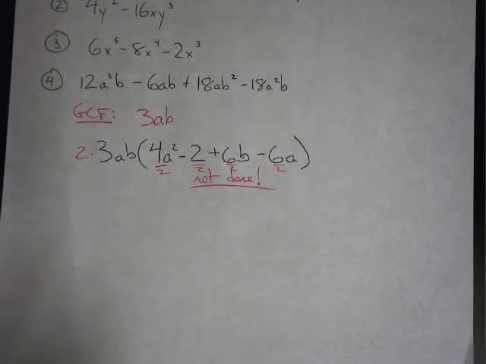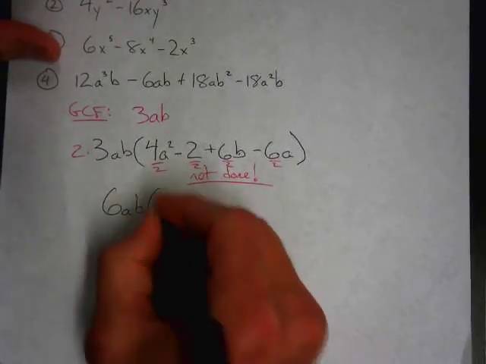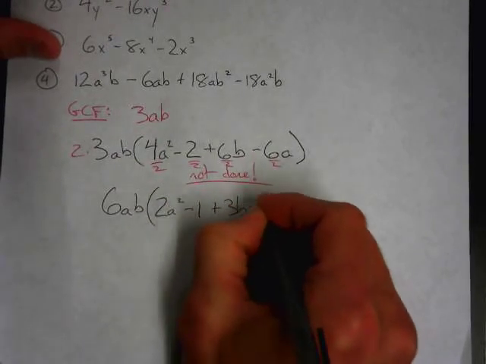So that's what's happening, right? I can totally check myself before I wreck myself. So I'll have a 6ab and then a 2a squared minus 1 plus 3b minus 3.